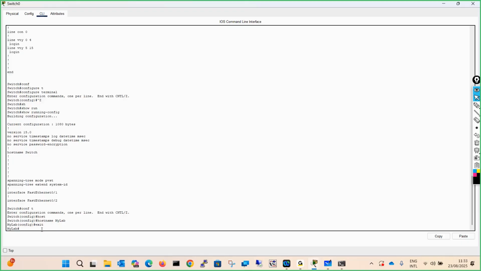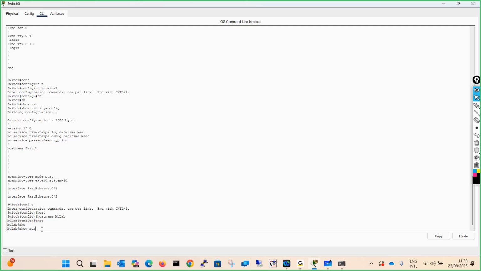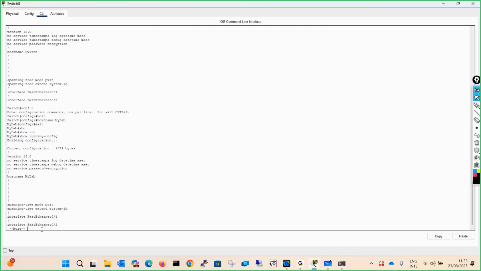Give the command exit, and now give the command show running-config. Hit enter. See the changes. The host name is shown over here as mylab. Everyone can see this.